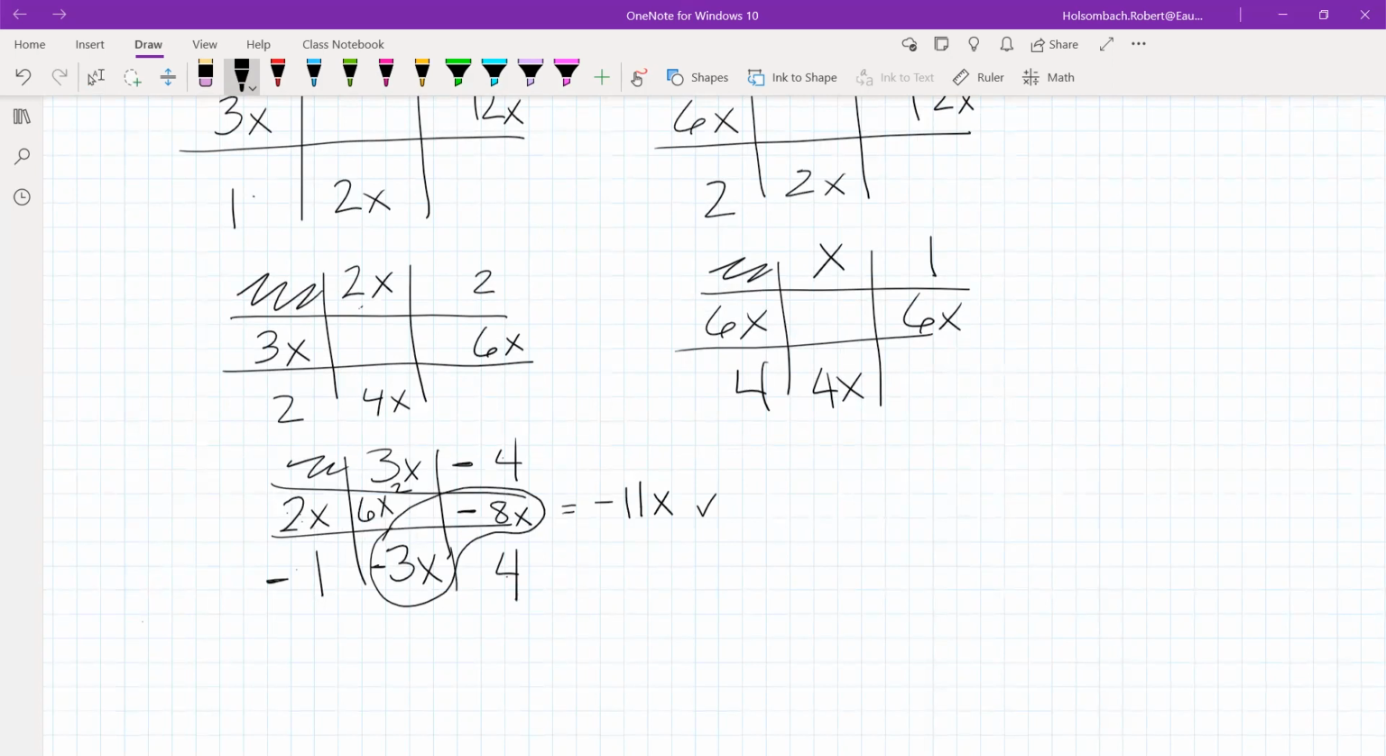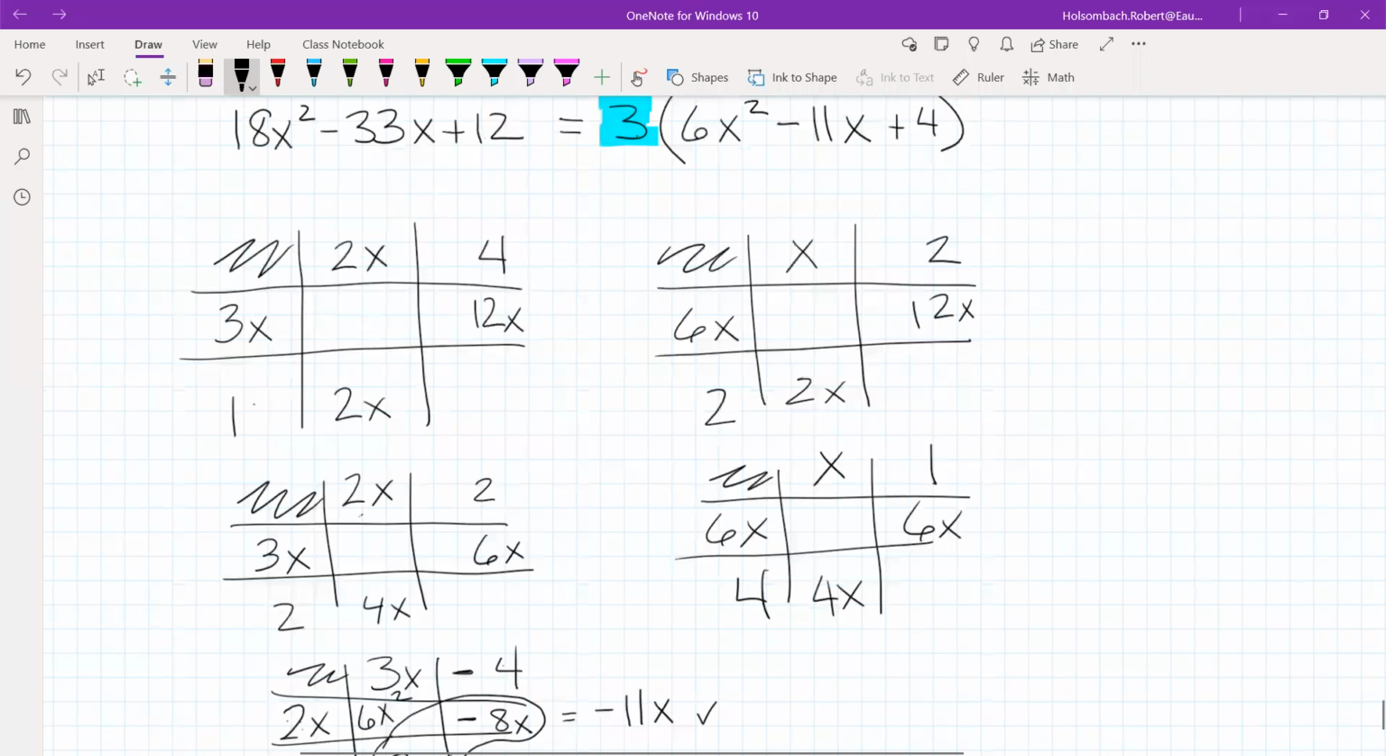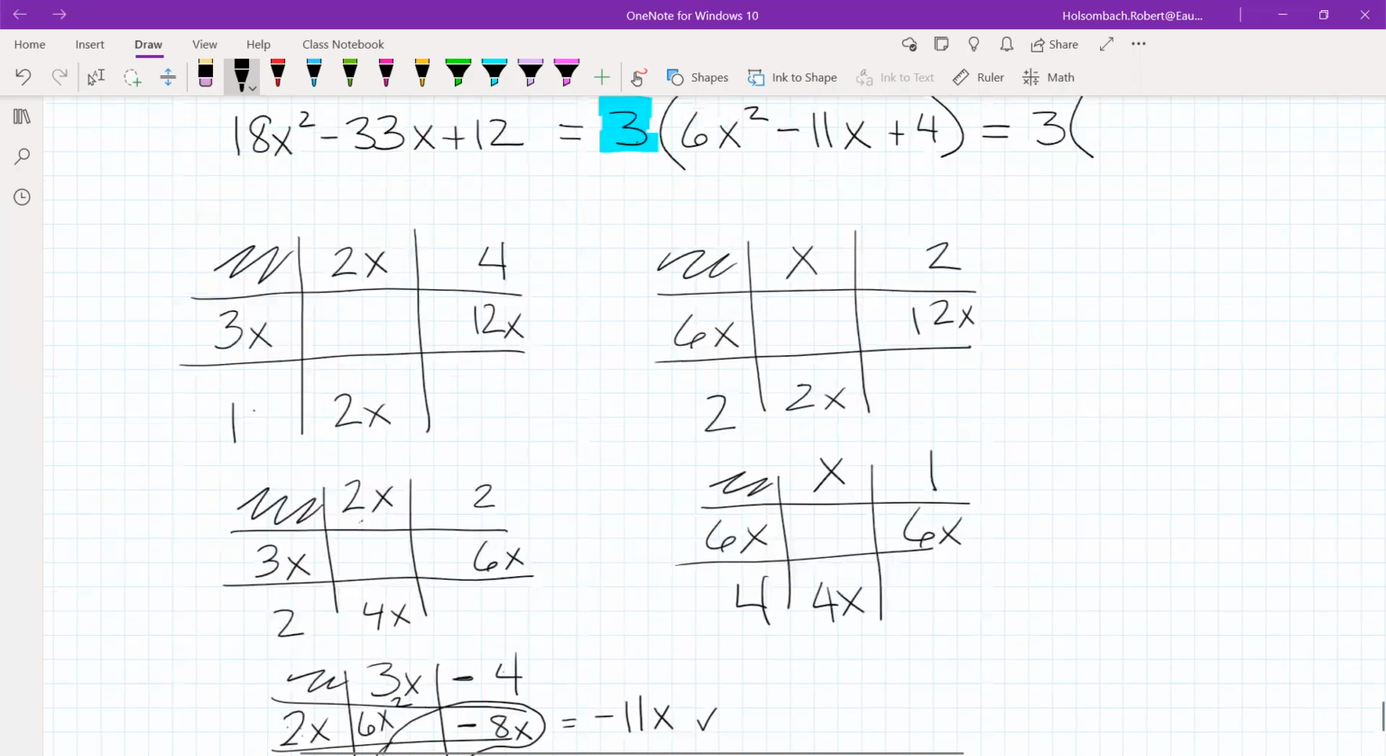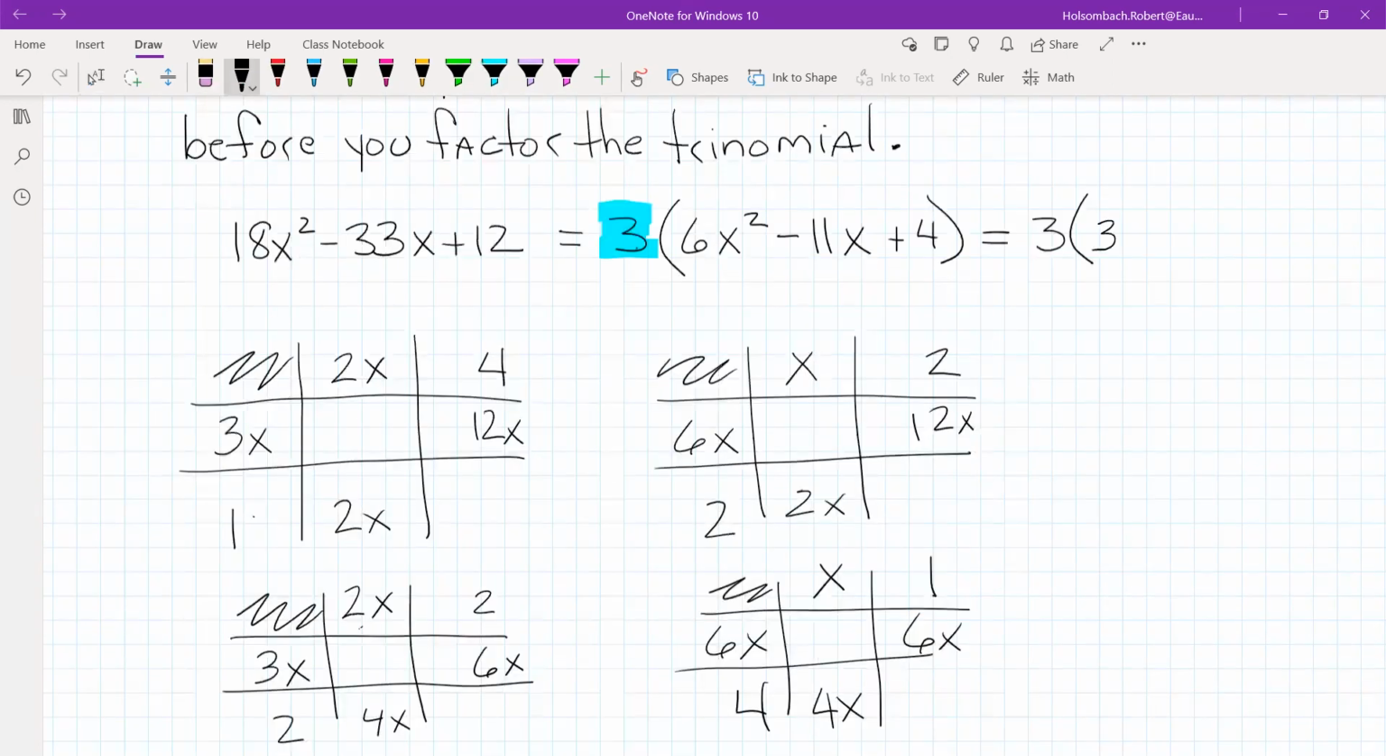Now, this is a perfect example of a time that it would be real easy to forget about this 3 up here. So look the problem back over. We got to carry this 3 over. And we've got a factor of 3x minus 4, and 2x minus 1. So that is factored completely. Factoring completely, you got to pull a GCF, a greatest common factor, out of the trinomial first. And then what you're left with is what you factor next.